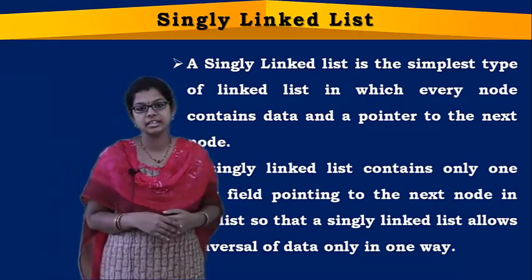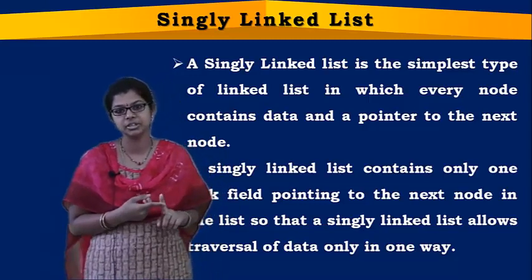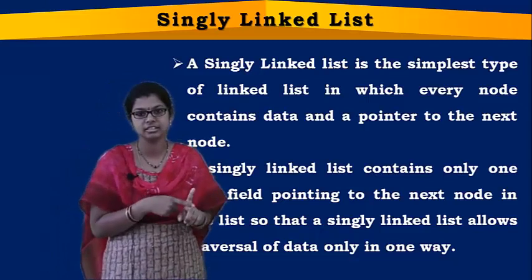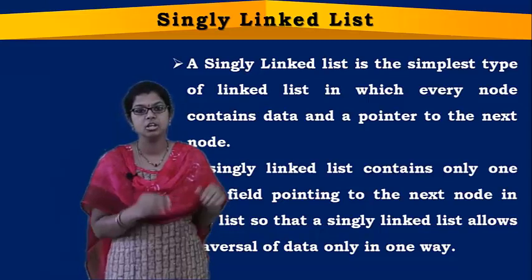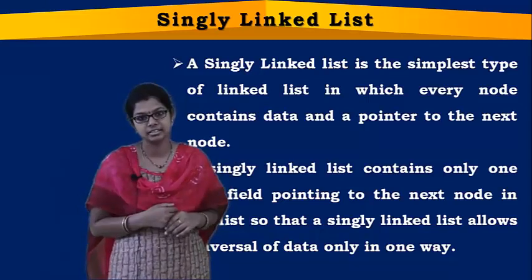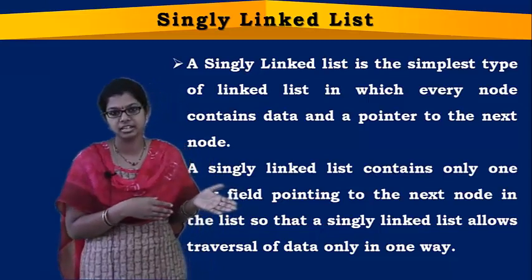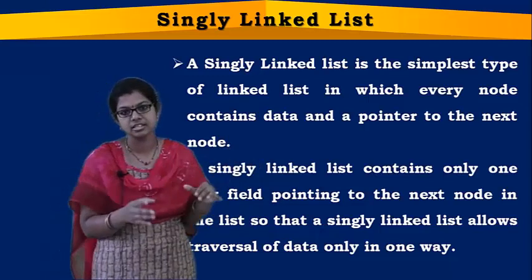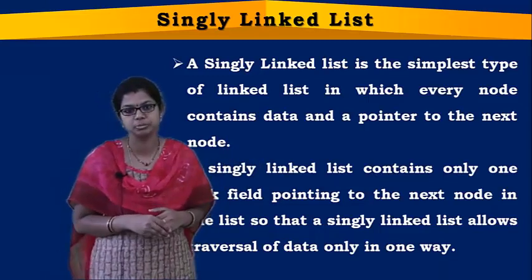Coming to the singly linked list, as you all know, what are the types of linked list? Singly linked list, doubly linked list, circularly singly linked list, circularly doubly linked list. So the singly linked list is the simplest type of linked list. Whatever you have seen in the last session regarding linked lists is how a singly linked list is going to be represented.